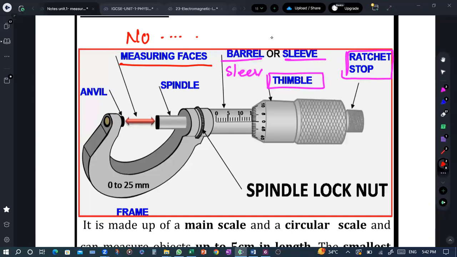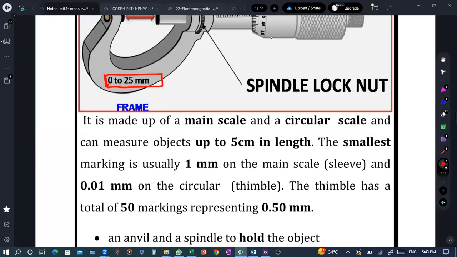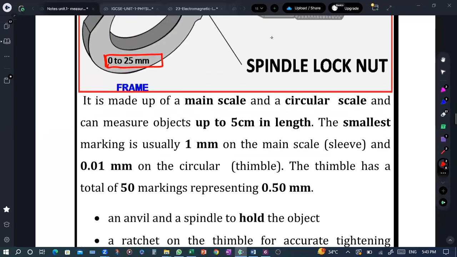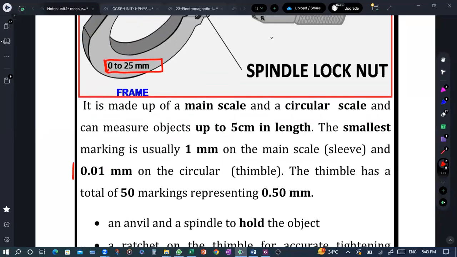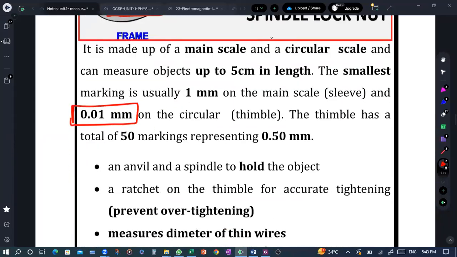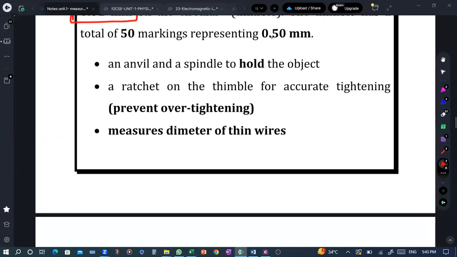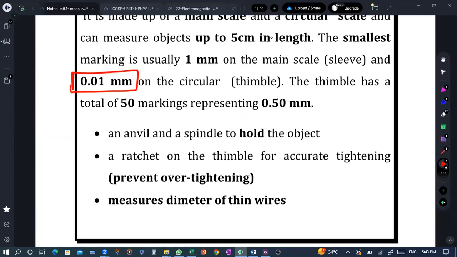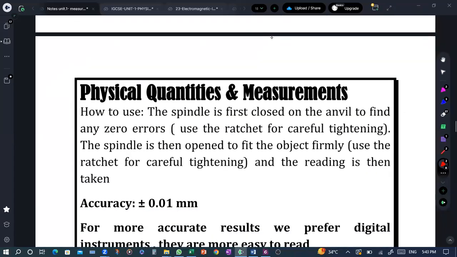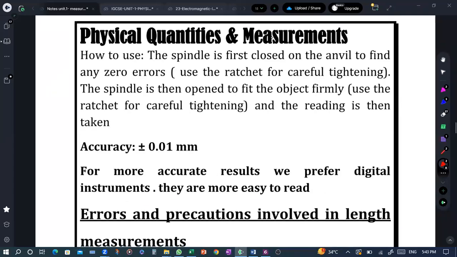Basically, it measures length from 0 to 25 millimeters. Its accuracy is very high, basically 0.01 millimeter, that is, a 1,000th of a centimeter. If I consider all of the things together, here it is written: its accuracy is 0.01 millimeter.